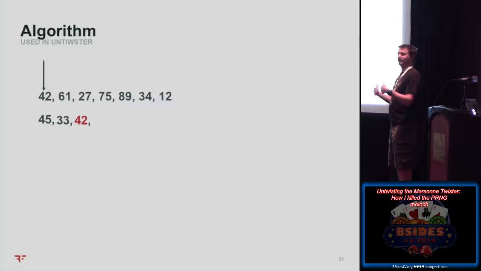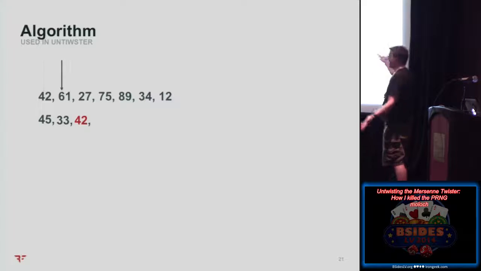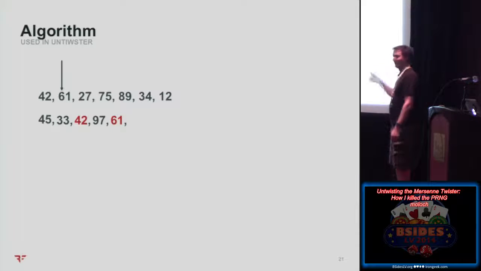So for any particular seed, what we're going to do is try getting the first number. The first number is 45. That's not the right one. The next one's 33. Not the right number, right? 42. Aha, we got the right number, 42, right? So that's a hit. So now we look for the next number. So 97 is a miss. Didn't get anything there. 61. Aha, that's a hit. So we move on ahead again.